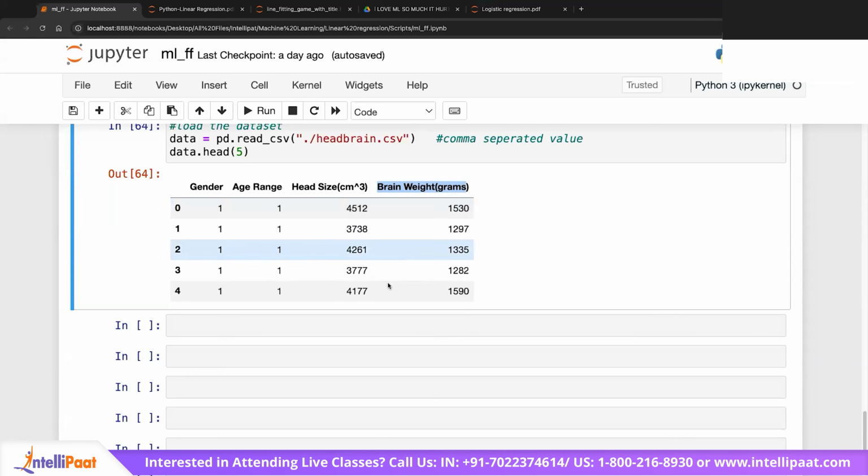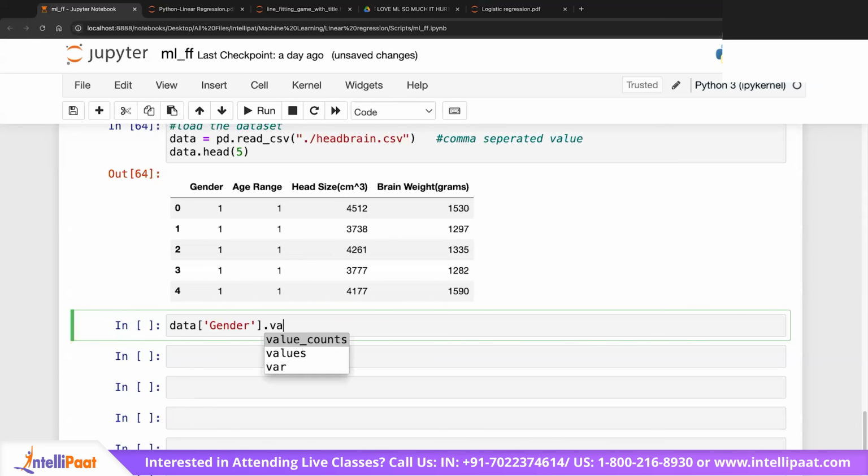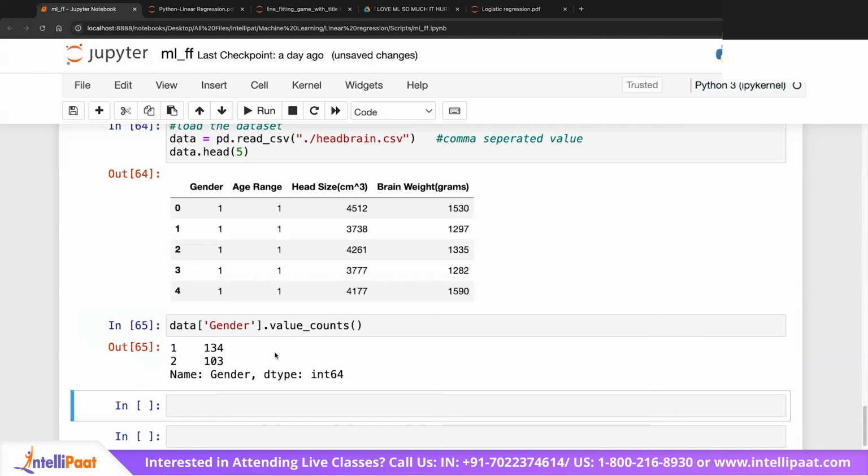Listen to me carefully. Data of just gender. If I just take gender, dot value counts, and run this, the gender column has only two kinds of people. If you are one, it means you are a male. If you are two, it means you are a female.